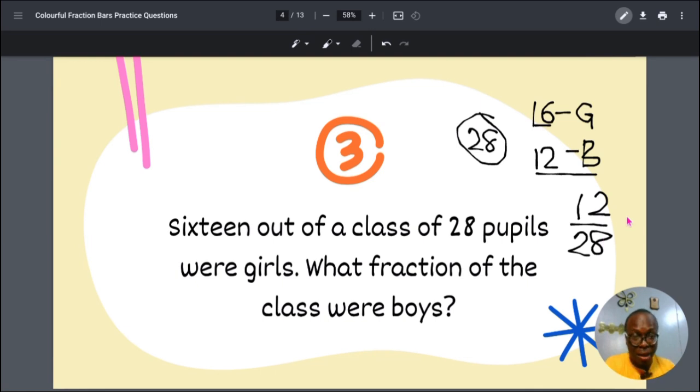Now you cannot leave your answer in this way. You have to reduce to the lowest term. So I'm going to use 4 directly. 12 divided by 4 will give me a 3. And of course, 28 divided by 4 will give me a 7. And this is 3 over 7. That is the fraction of the class that were boys. Final answer.